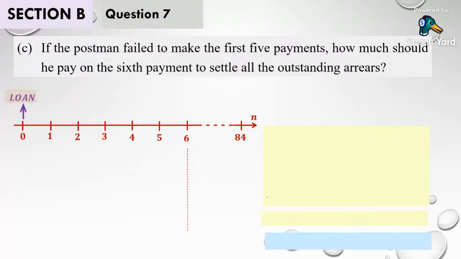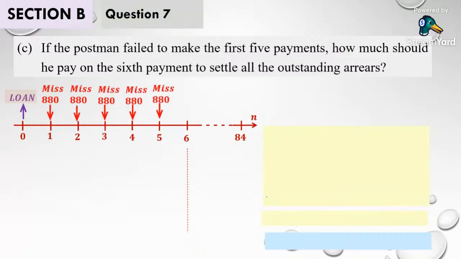Let us try to see what is going on in this situation. By right, he missed out all these 5 payments. And when the time comes for the 6th payment to be due, I need to pay the 6th payment, 880. And for those payments that were missed out, you will get a penalty where interest will be charged on each of the payments that were missed out.